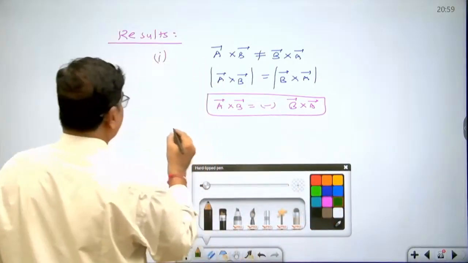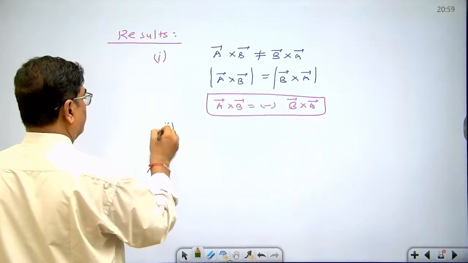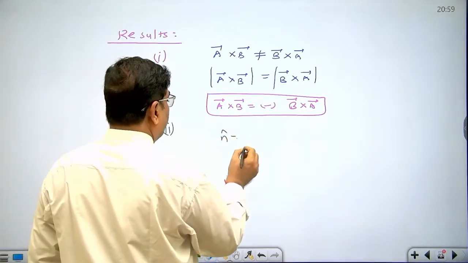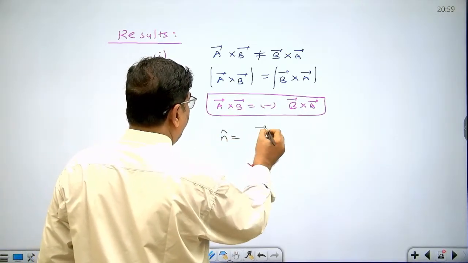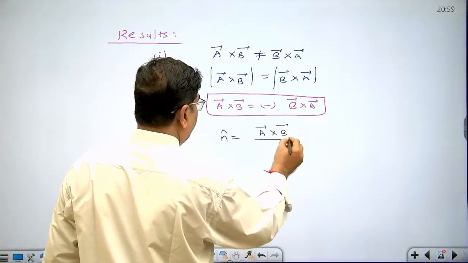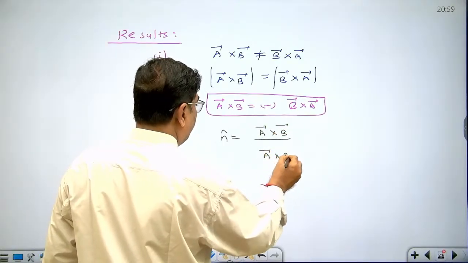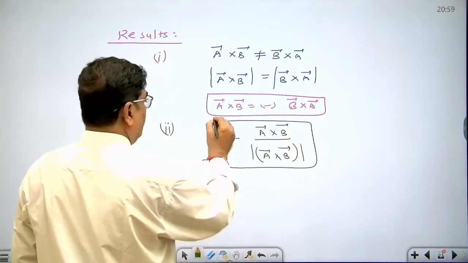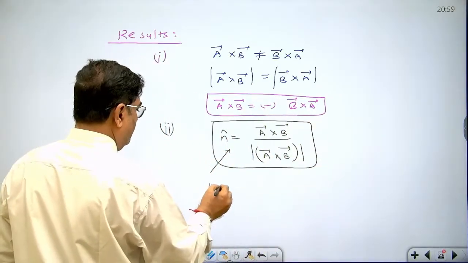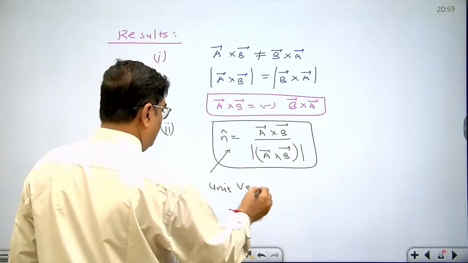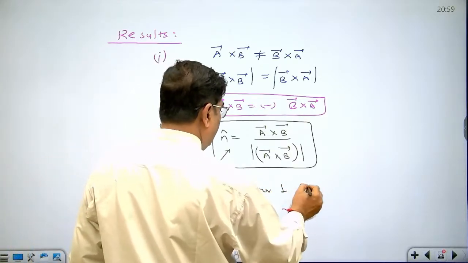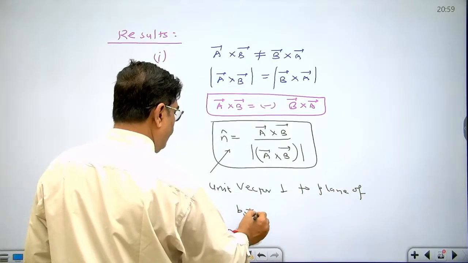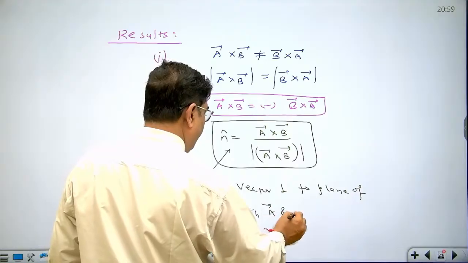Now look at the second result. Dear student, if we are interested in finding the unit vector perpendicular to the plane of both vector A and vector B, then this is the equation: N cap equals A cross B divided by magnitude of A cross B. This is the unit vector perpendicular to the plane of both vector A and vector B.